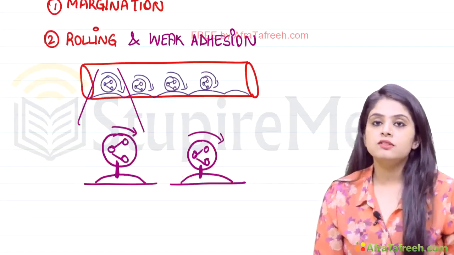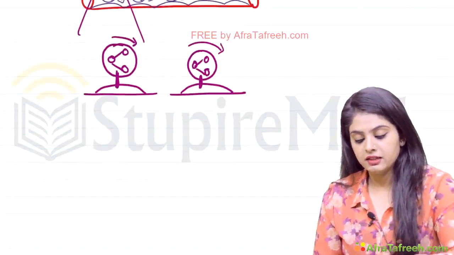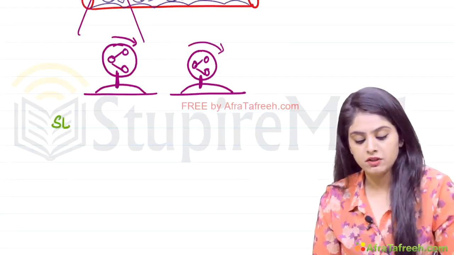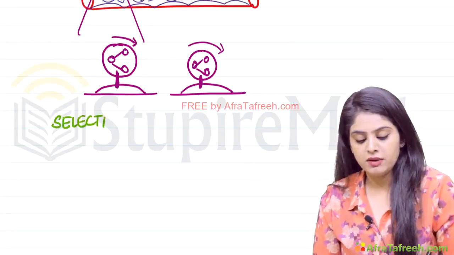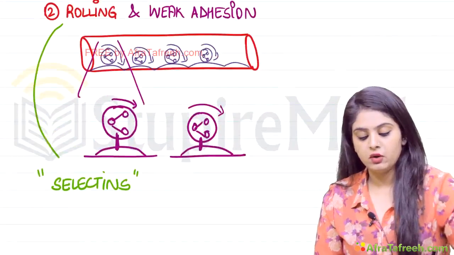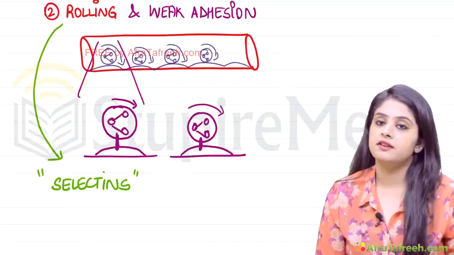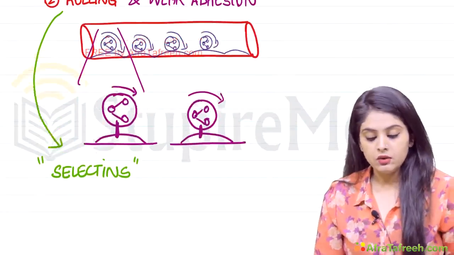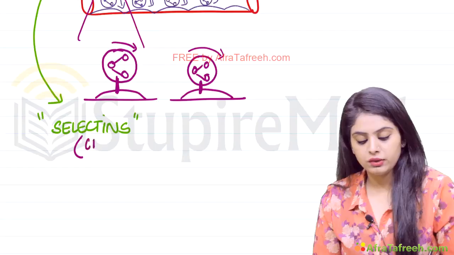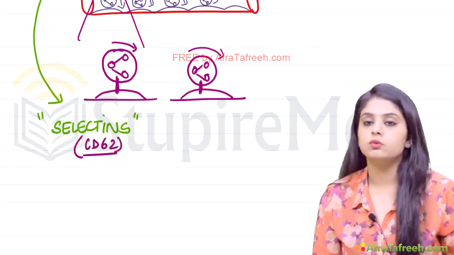The question, students, that is asked over here is that this rolling and weak adhesion is mediated by which molecules? And remember, those are known as selectins. So remember that rolling is because of selectins. Very important. Now selectins, something that you need to mug up, they are also known as CD62.